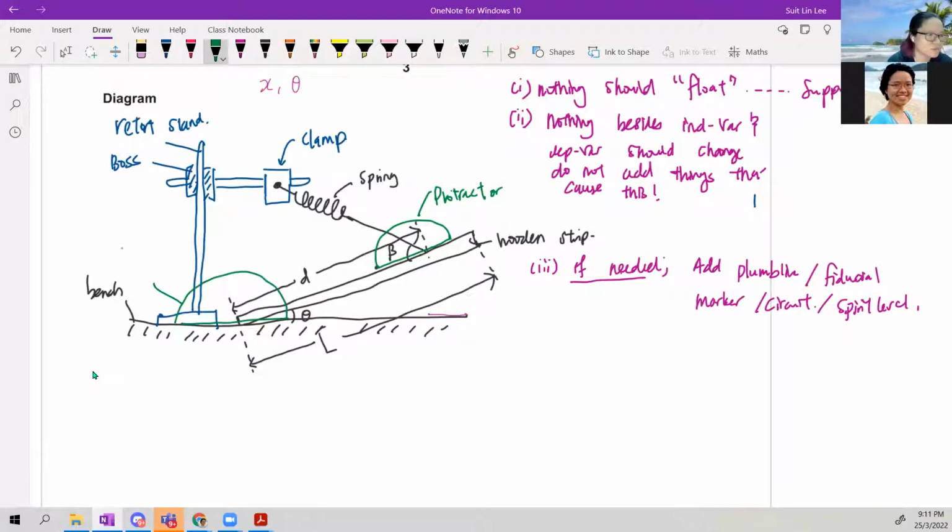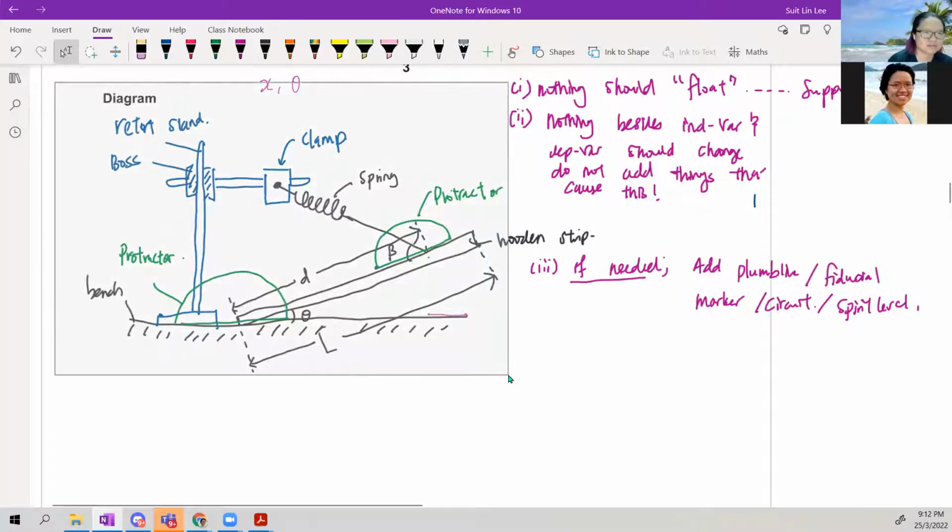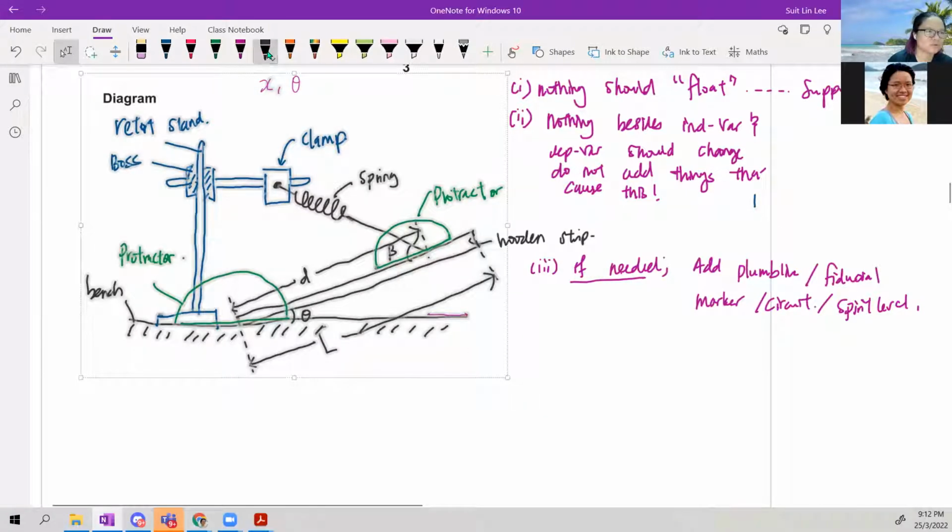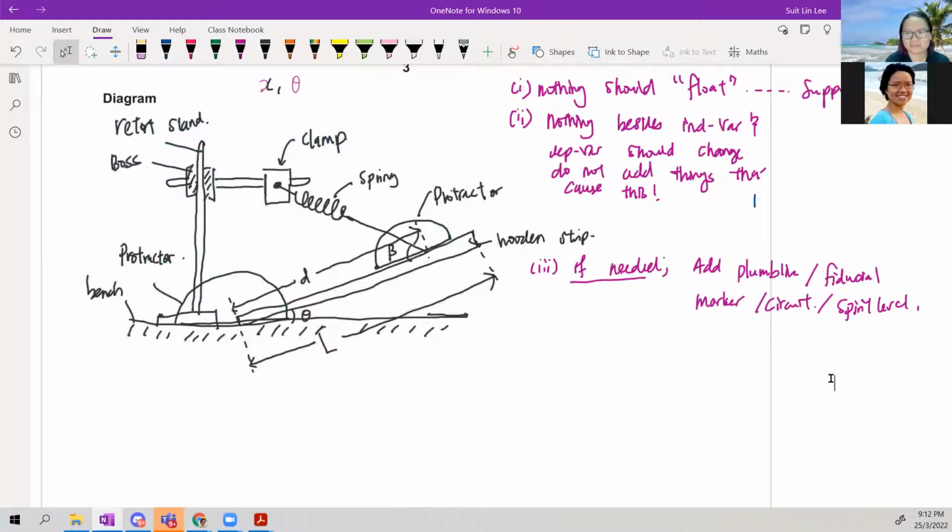Protractor. But because you are only going to use black, right? So if you make it too cluttered, the whole thing will look like this. How to draw plumb line, fiducial marker, spirit level. Okay, that one I thought later. We finish this one first. I think this one may have to draw later.